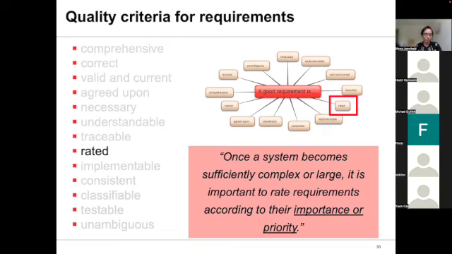I think it's a really handy component for systems that are quite complex or large. It's really important that you have a clear idea of the priority of your requirements. And if any clarification is needed, you can always get back to your clients and seek clarification on their priority. So rating here basically means asking your client specifically what their priority is for the requirements.